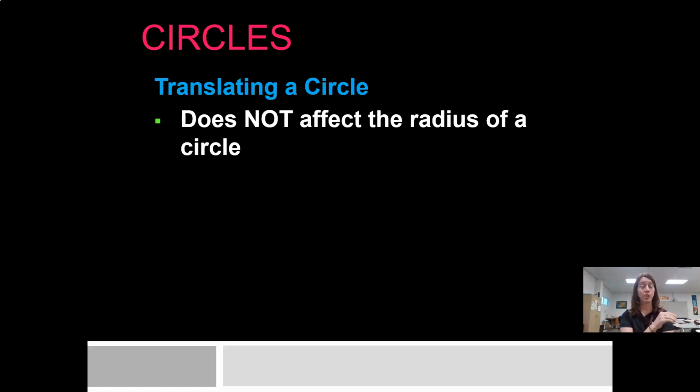So notice what I just told you on that previous slide. You identify the original center that's given to you, apply the translation to it. Once you know the new center, you already have the radius because nothing's happening to it. So you can go ahead and correctly write your equation like I showed you on the first slide, in that x minus h squared plus y minus k squared equals r squared format.